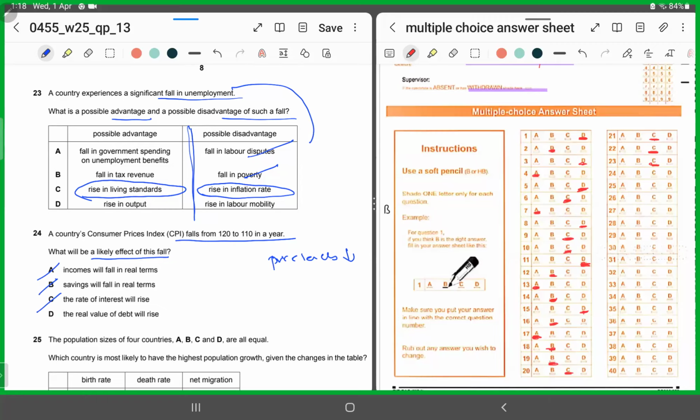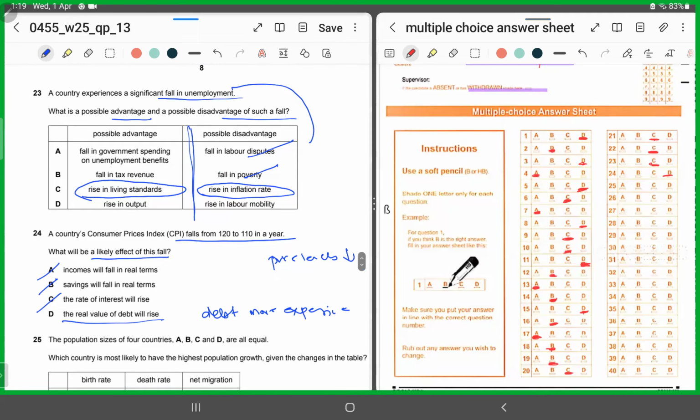Why can it not be B? Because savings will become more valuable. It cannot be C because it does not necessarily guarantee that the rate of interest will rise. It has to be D. Why? Because borrowers must repay money that is now worth more. So debt gets more expensive in real terms, right? So for 24, we'll shade in D as the correct answer.